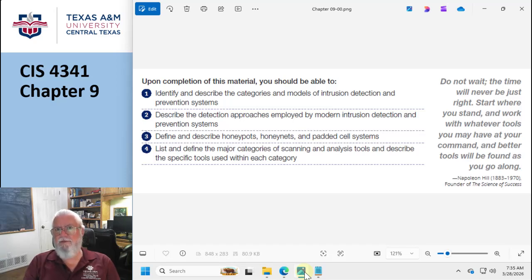And then, of course, deterrence. If they kind of sort of know that you have a good system, then they'll probably say, well, screw that. I'm going to go attack this other organization because they do not have an IDS.